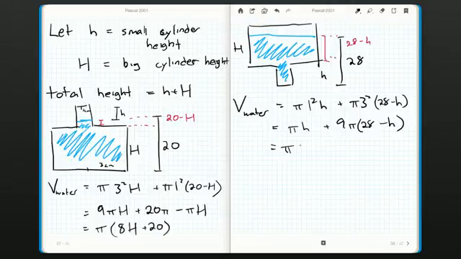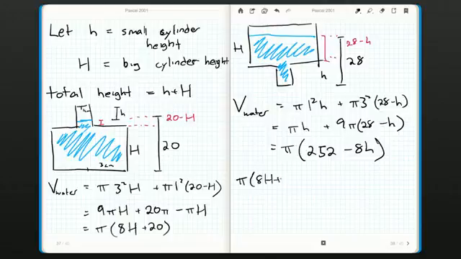And taking out a pi again, we will get h and the 9 minus little h. So we'll get negative 8h. And we'll have 9 times 28. Well, fortunately, calculators are allowed on this contest, so I can really quickly get 252. Now, it's the same amount of water, so both of these equations for the volume of water are going to be the same. So pi 8h plus 20 is equal to pi 252 minus 8h, little h.